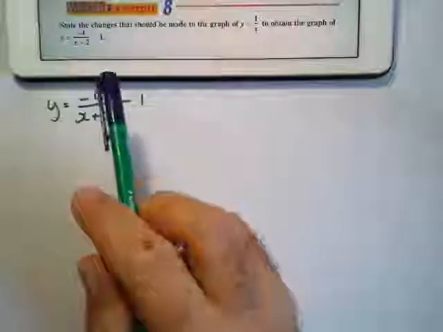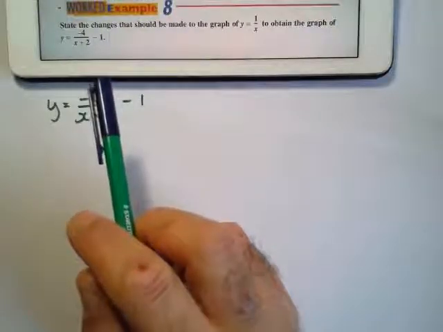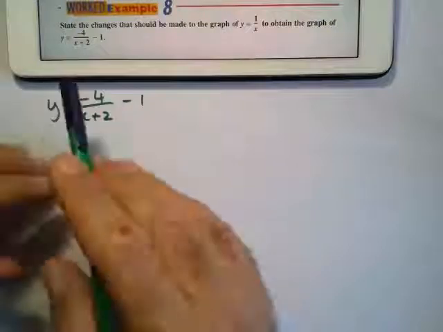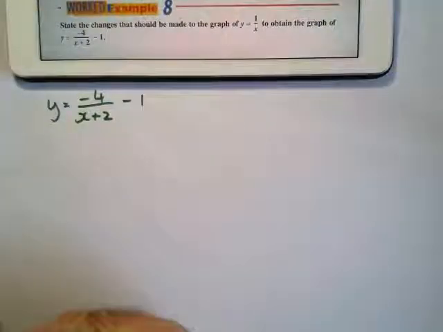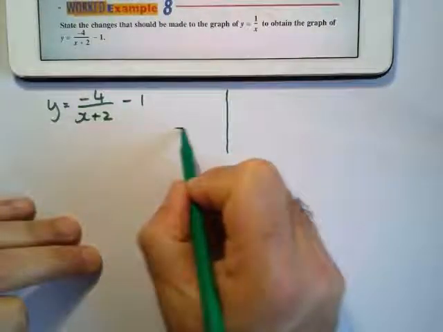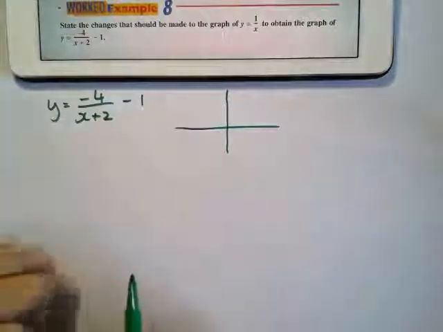State the changes that should be made to the graph of y equals 1 over x to obtain the graph of y equals -4 over (x plus 2) minus 1. Now, even though they don't ask us to draw this, if you can quickly draw this, and you should be easily doing that, then it's easier to discuss what's happening.